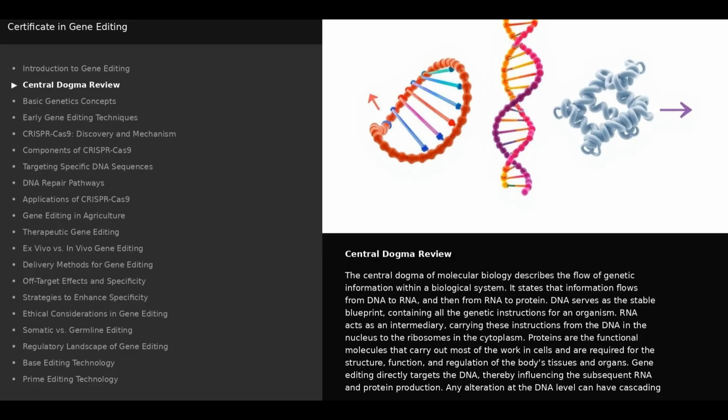Proteins are the functional molecules that carry out most of the work in cells and are required for the structure, function, and regulation of the body's tissues and organs. Gene editing directly targets the DNA, thereby influencing the subsequent RNA and protein production. Any alteration at the DNA level can have cascading effects on cellular processes and organismal traits.